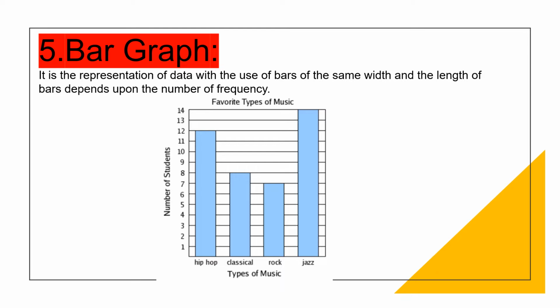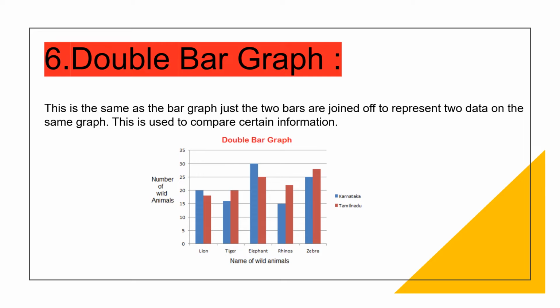It is a representation of the data with the use of bars of the same width, and the length of the bar depends upon the frequency. Sixth, double bar graph. This is the same as a bar graph, just two bars are joined to represent two data sets on the same graph, and this is used to compare certain information. It's very important from the exam point of view.